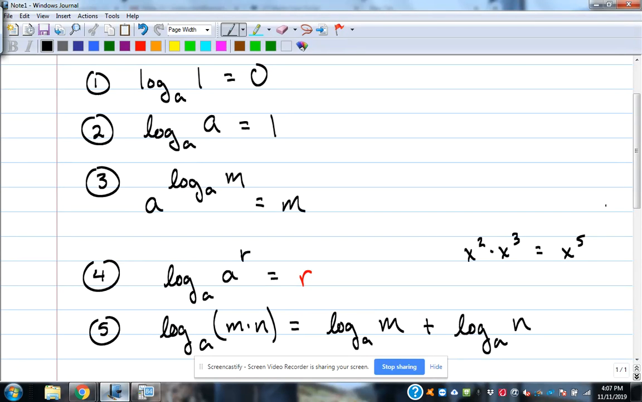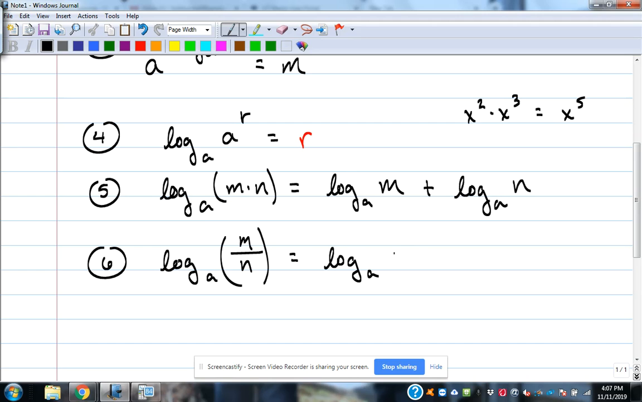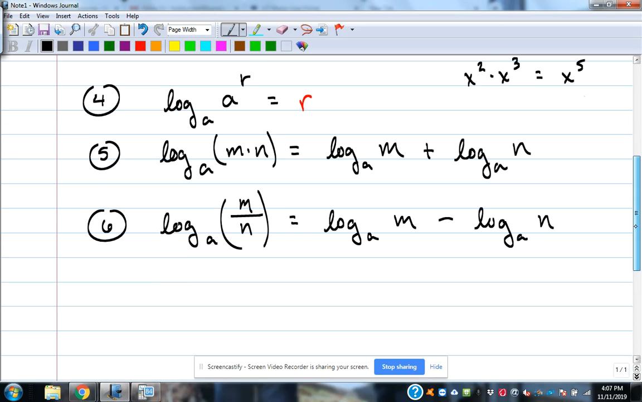So multiplication becomes addition. And then guess what division becomes? Subtraction. That's right. M over N. So if we're taking the log of some division problem, it's going to be log of the top minus log of the bottom. Multiplication becomes addition. Division becomes subtraction. And that'll help us as we go along here doing some things.